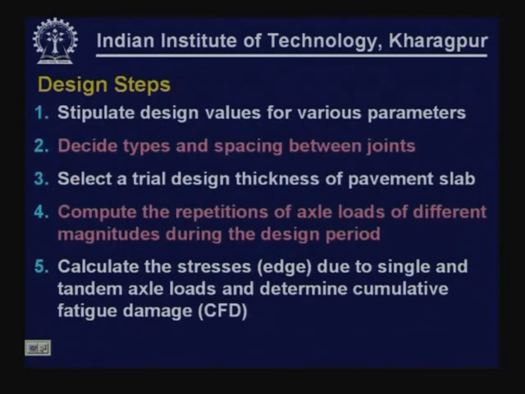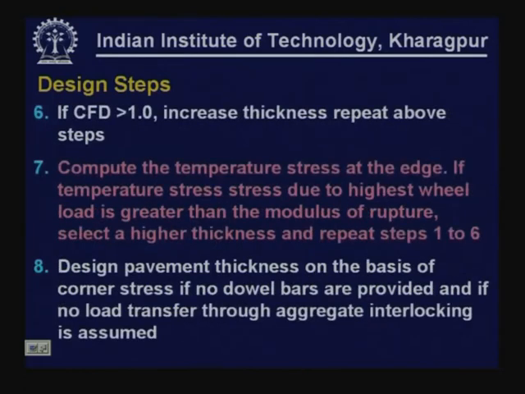The design steps are: we have to stipulate the design values for various parameters, decide the type and spacing of joint, select a trial design thickness, and then compute the repetitions of axle loads of different magnitudes during the design period. Calculate the stresses in the edge region due to single and tandem axle loads, and determine the cumulative fatigue damage. If the cumulative fatigue damage, CFD, is more than 1, increase the thickness and repeat the above steps till we are satisfied that the cumulative fatigue damage is less than 1. We have to go on increasing the thickness of the slab.